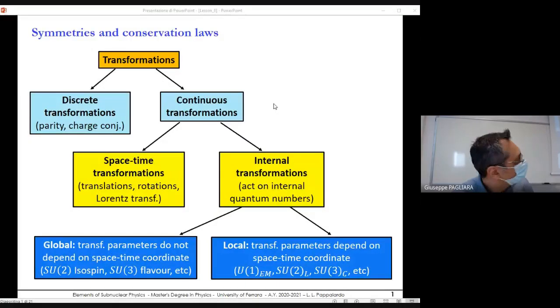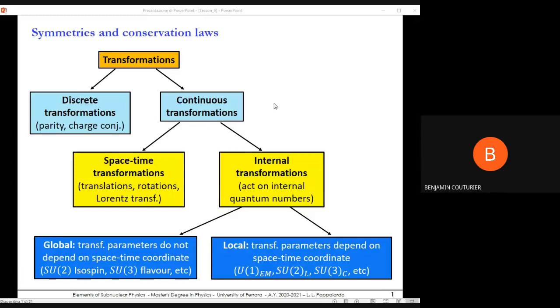Okay, we are registering now. Okay, so can you see the slides from remote? Yes. Okay.